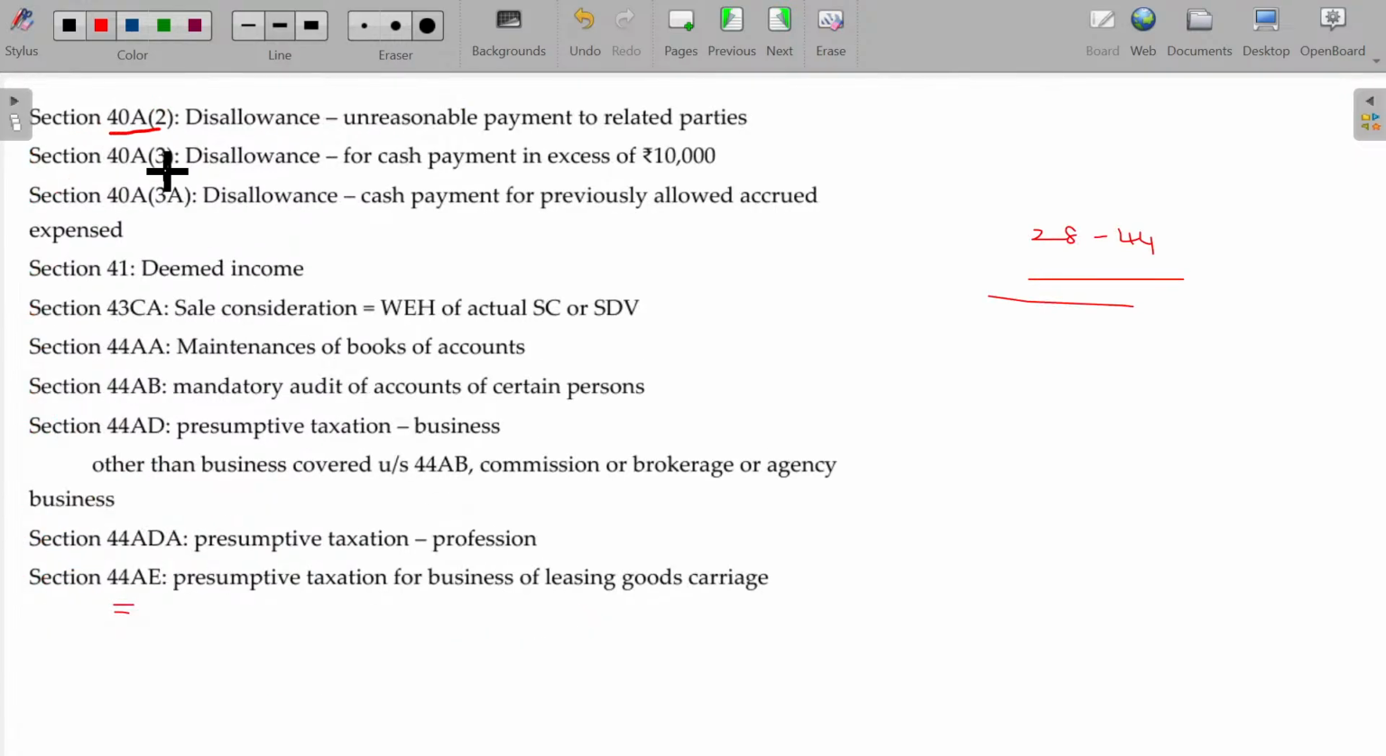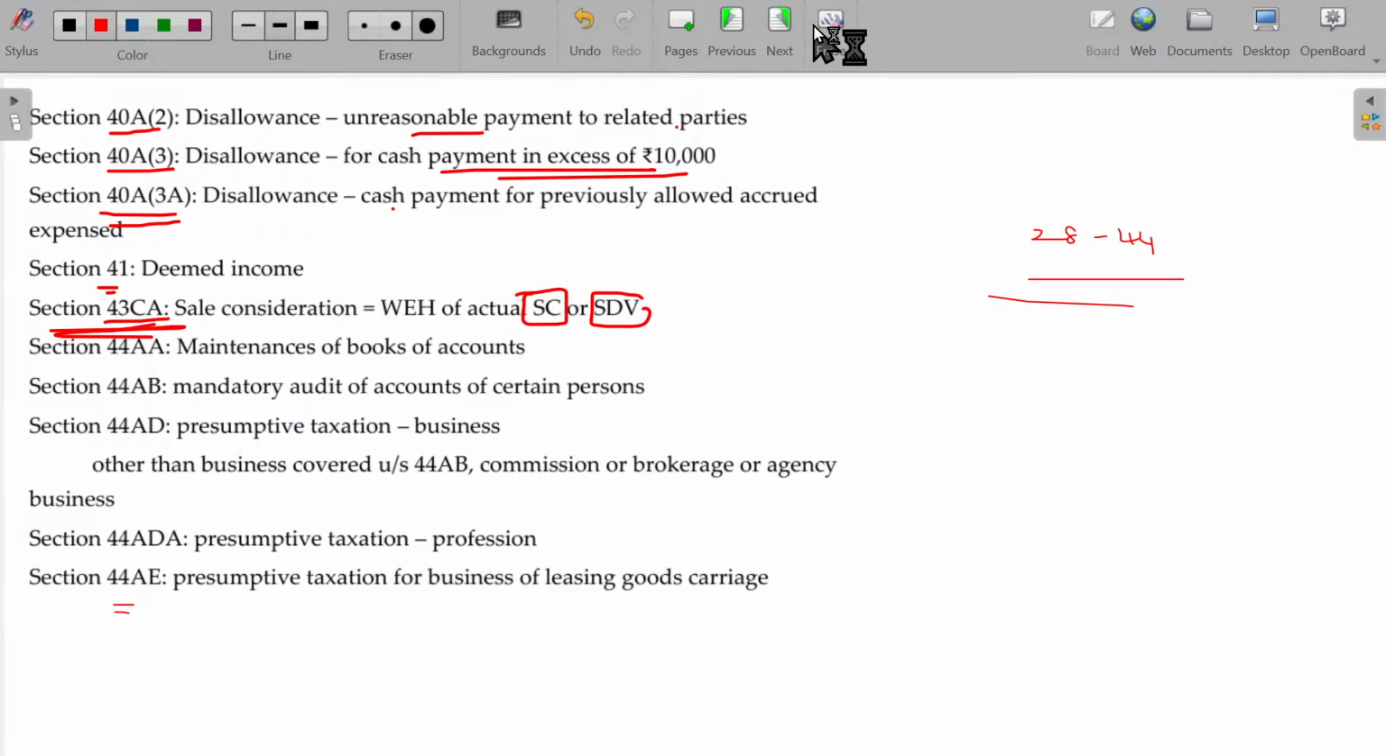40A clause 2, related to unreasonable payment to the relatives. 40A clause 3, cash payment for any expenses in excess of 10,000. 43B, 43A also completed. 41 deemed income also we have completed. 43CA, sale consideration will be whichever is higher of actual sale consideration or stamp duty value, completed. We have to complete another 5 more sections so that the entire content of PGBP will be over.